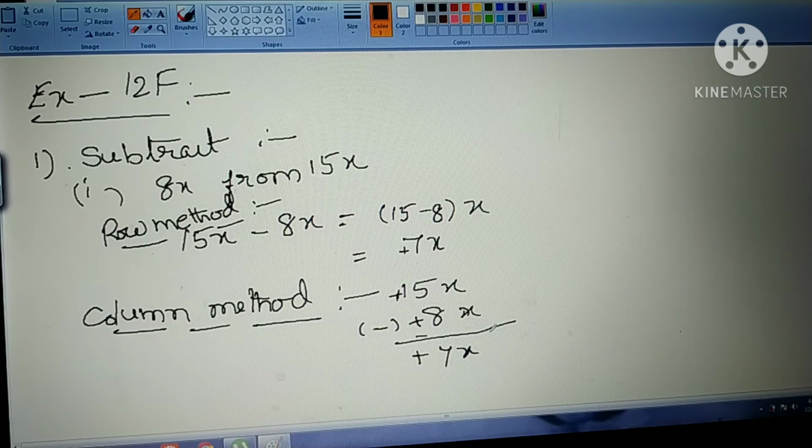So if you get problems like this in exams, you have to choose either one method only, either the row method or the column method. Whichever is easier for you, take that one. Okay. Now see the next problem.